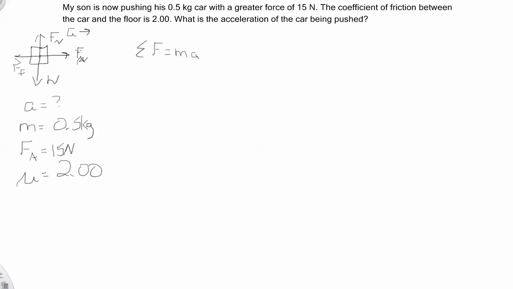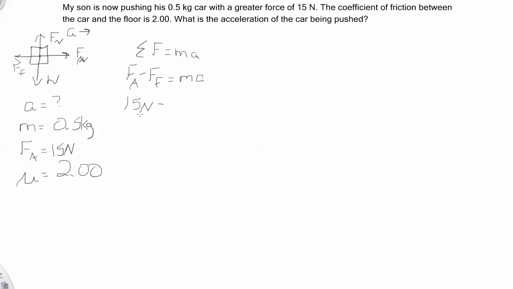Now, if it's accelerating to the right, he's pushing it to the right, so I'm going to assume it's going to the right. That means that the applied force is going to be greater than the frictional force. To show that it's greater, and since they're going in opposite directions, I'm going to write it as the applied force minus the frictional force is equal to mass times acceleration. The 15 newtons is my applied force, but I don't know my frictional force.